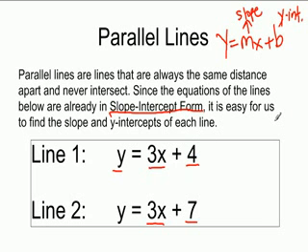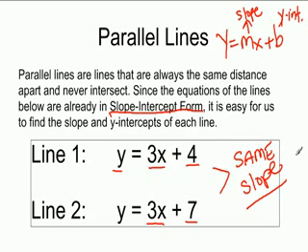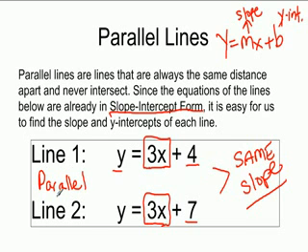Now, when we're trying to figure out whether or not lines are parallel or perpendicular, parallel lines have the same slope. So to be parallel, they must have the same slope. When we're looking at y equals mx plus b, the m is the slope, so our 3x here is the slope of line 1, and 3x is the slope of line 2. So these two equations have the same slope, so they are parallel. These two slopes are identical.